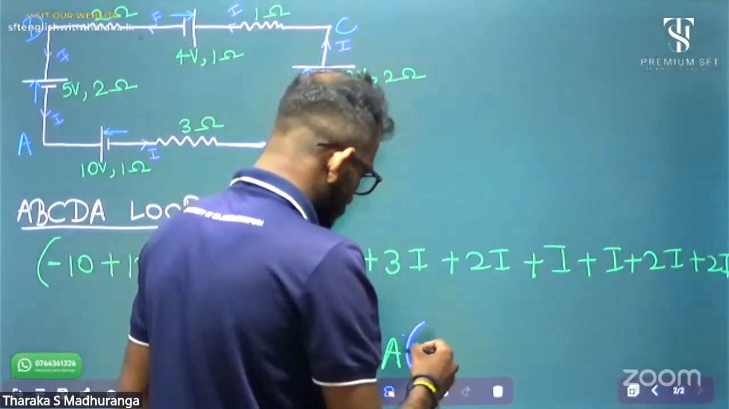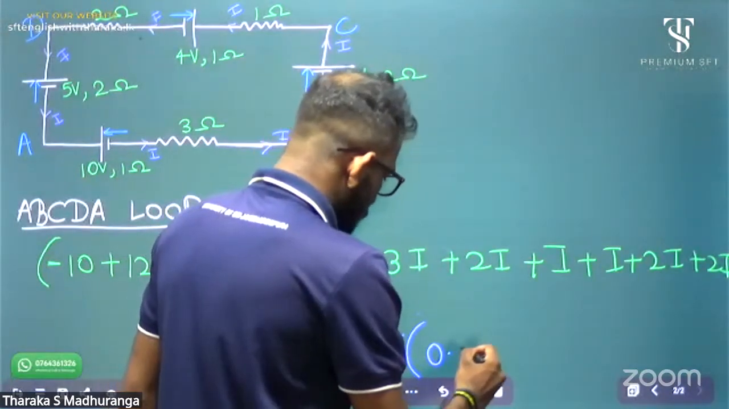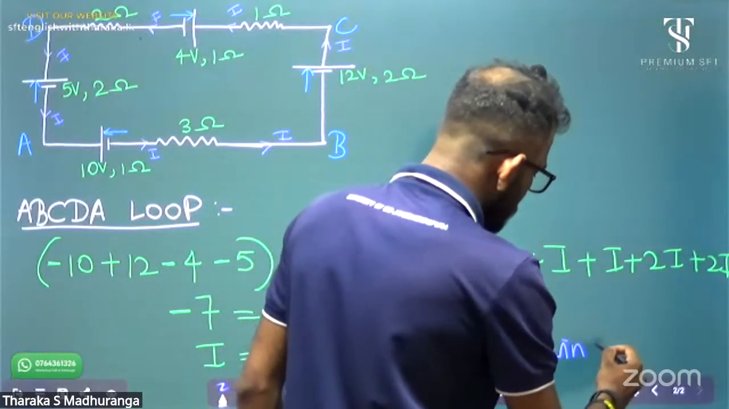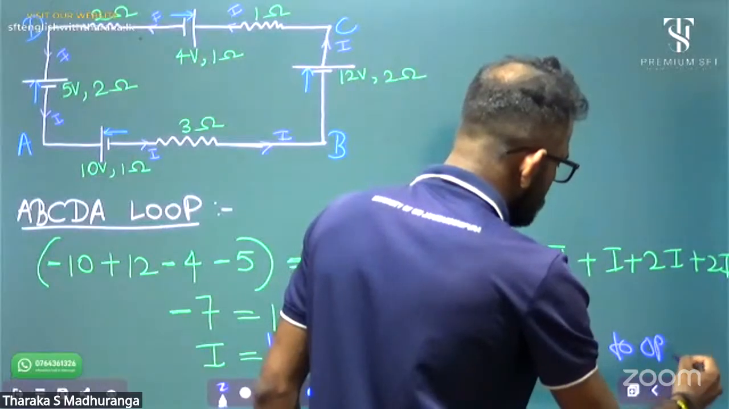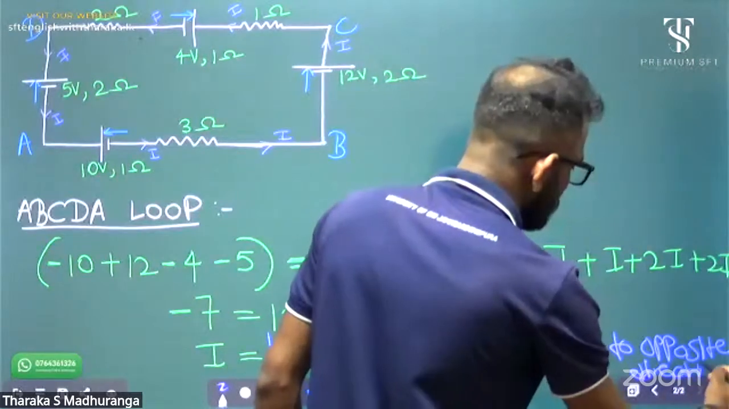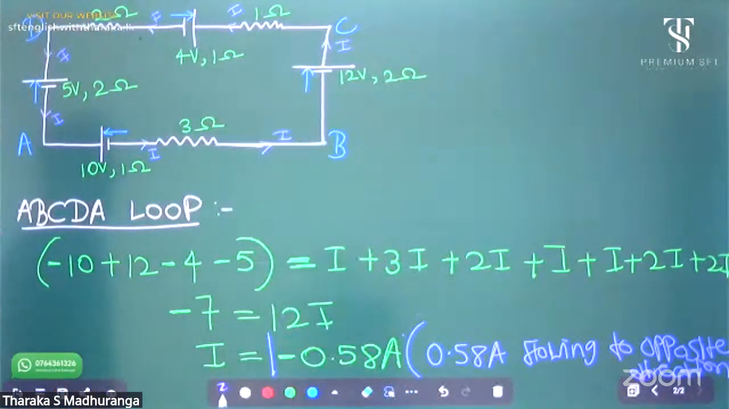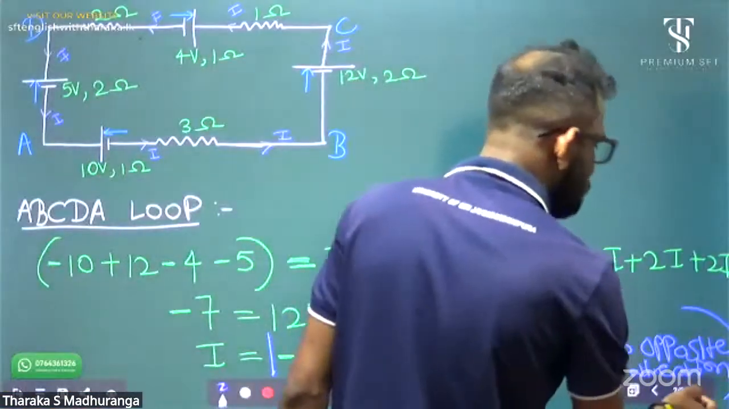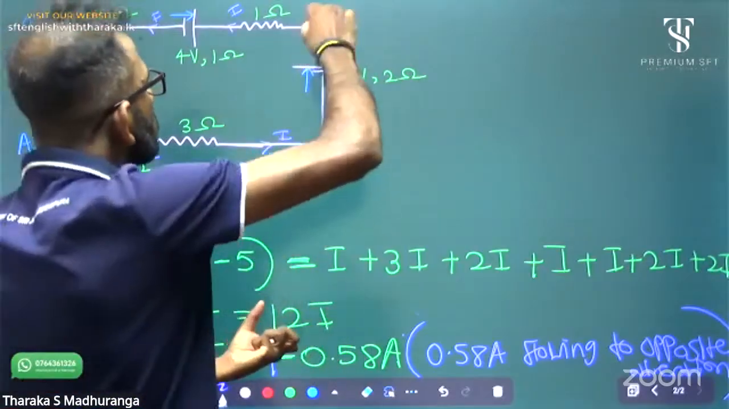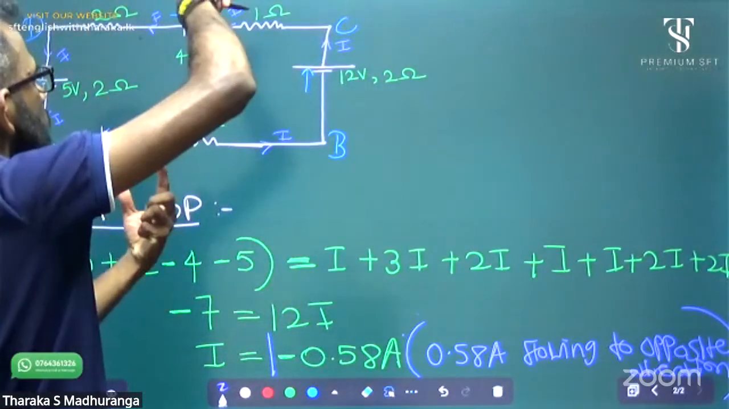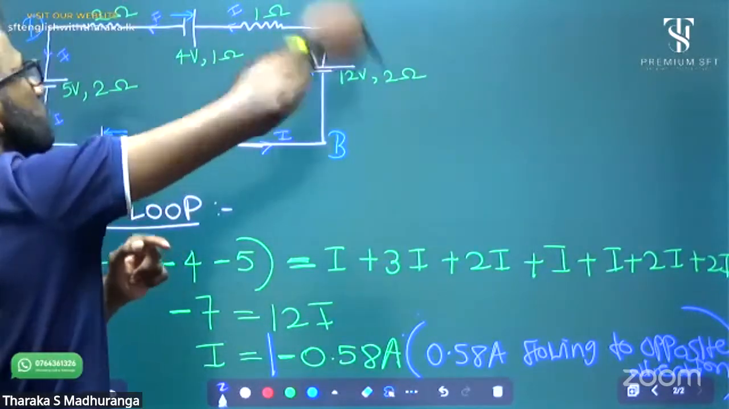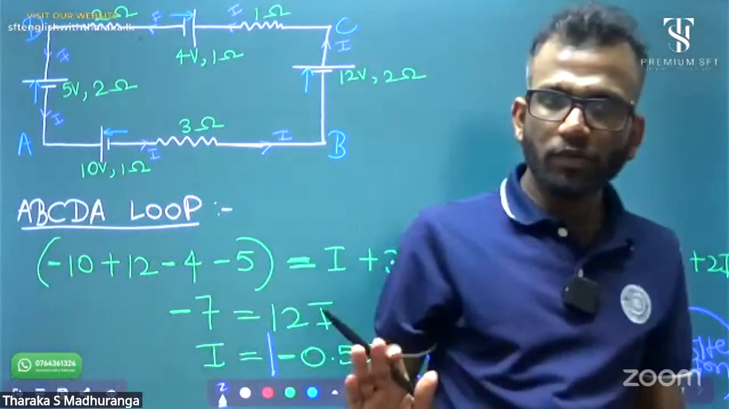That's the meaning. Then you can say this is the answer: 0.58 ampere flowing in the opposite direction. That's the final answer, 0.58 ampere flows in the opposite direction of my assumed direction. It doesn't flow in the direction I marked, it flows in the opposite direction. That's the story. Any doubt, Joel?